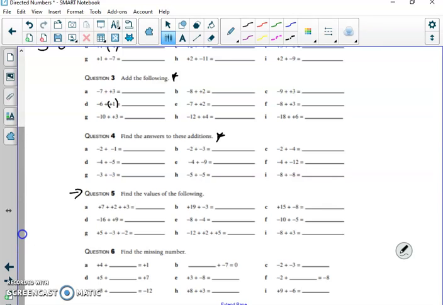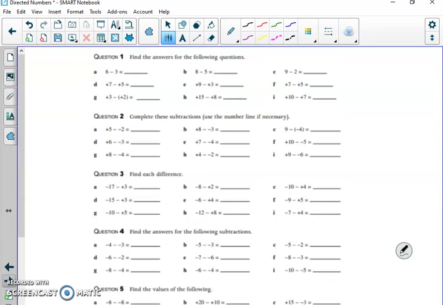Now, the next one, find the values of the following. Some of these have 3 numbers. So it's plus 7, plus 2, plus 3, which gives me plus 12. And then this one, find the missing number. So if I have 4 and I get 1 at the end, what did I do? I added a negative 3. Now I know that I subtracted 3. A way to write that as an addition question is that I added negative 3.